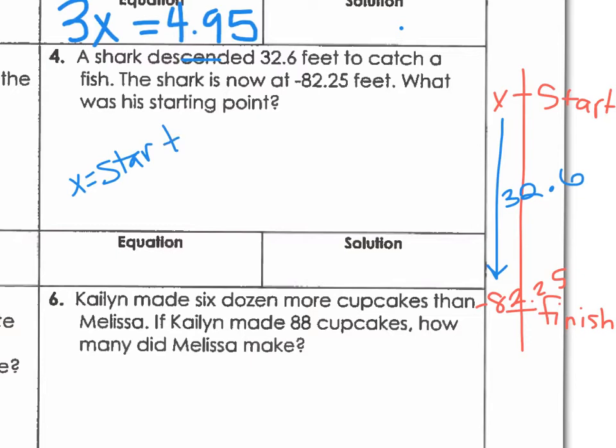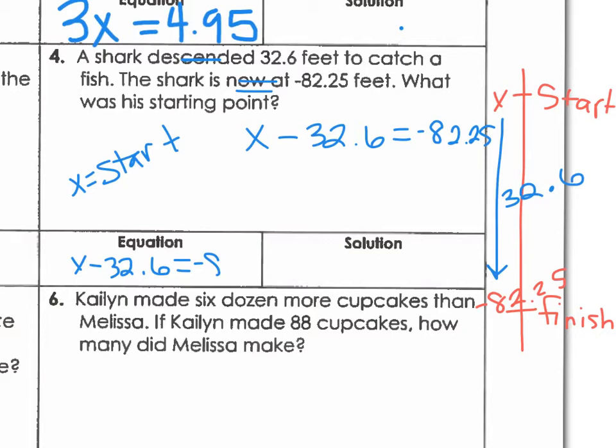All right, now let's put that into an organized equation. We start at an unknown elevation, and then we descend, we subtract 32 6/10, and then we end up at, now at is our equals, that's our final destination, negative 82 25/100. So the equation is a subtraction problem, and our inverse operation is going to be addition. You have to watch out for your negative rules on this one, because you've got decimals and negatives to stress over. So hopefully we have time to go back and solve that one.